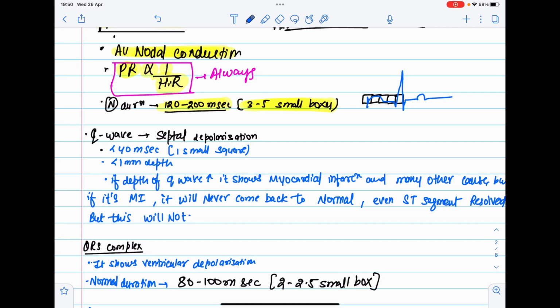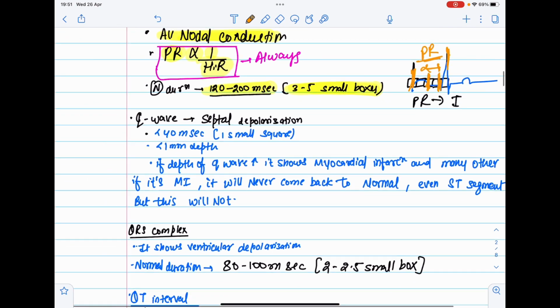Okay, so just clear one thing, that PR interval doesn't mean that it is the interval from P wave to R wave. No, it is the interval from the end of the P and the starting of the Q wave. That's it. This is PR interval. Not from the starting of P wave, not to the starting of R wave. No, it is from the end of P wave to the starting of this Q wave. This is the PR interval, and it should be 3 to 5 small boxes.